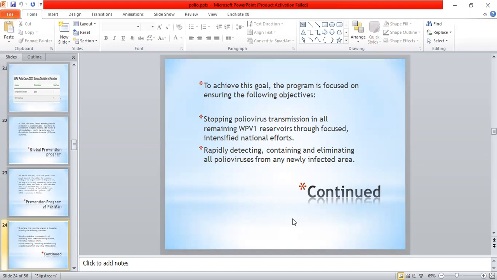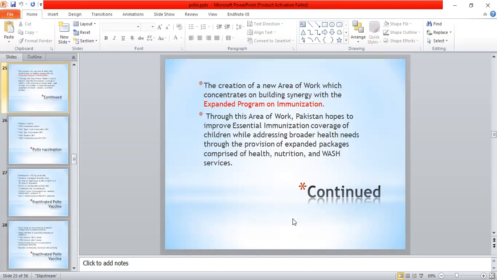Stopping poliovirus transmission in all remaining wild poliovirus 1 reservoirs, rapidly detecting, containing, and eliminating all poliovirus from any newly infected area, and the creation of a new area of work which concentrates on building synergy with the Expanded Program on Immunization, that is EPI of Pakistan. Through this area of work, Pakistan hopes to improve the essential immunization coverage of children while addressing broader health needs through the provision of an expanded package comprising health, nutrition, and WASH services.